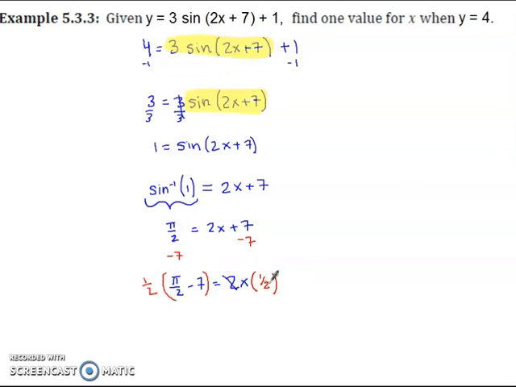1/2 times 2 gives me just a 1x, or x on the right. Half of pi over 2 is pi over 4, minus half of 7 is 7 over 2. So the value of x that I'm looking for, or one of the possible values of x that I'm looking for, is pi over 4 minus 7 over 2.